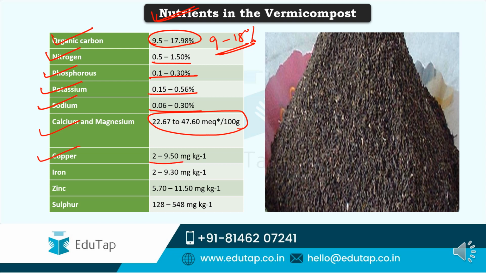Copper 2 to 9.5 milligrams per kg, iron 2 to 9.3 milligrams per kg, zinc 5.7 to 11.5 milligrams per kg, and sulfur 128 to 548 milligrams per kg of vermicompost.